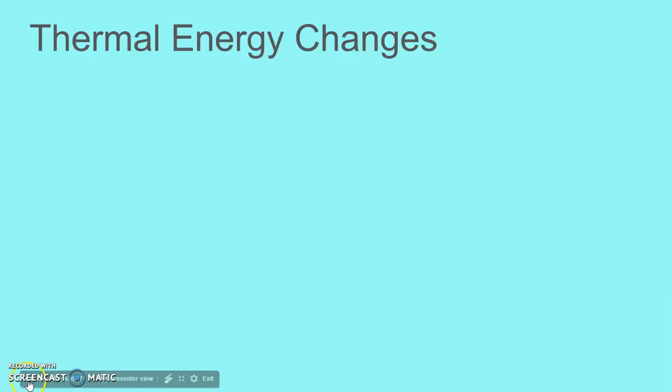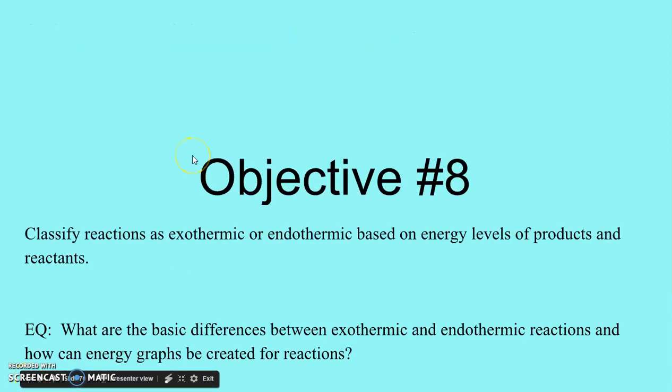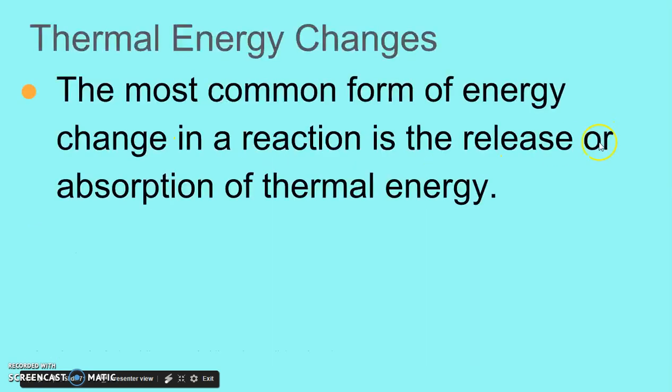Alright, so welcome to the screencast for objective number 8. We're going to talk about exothermic and endothermic reactions based on energy levels of products and reactants. So you're going to see things like catalysts and activation energy and energy charts come into play. So our essential question: what are the basic differences between exothermic and endothermic reactions, and how can energy graphs be created?